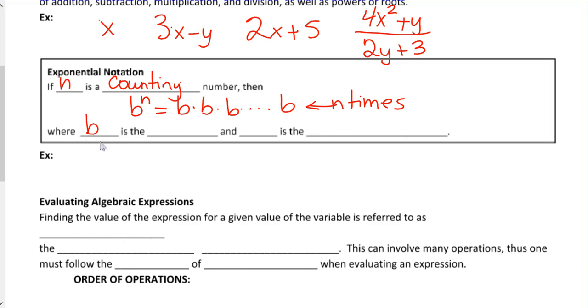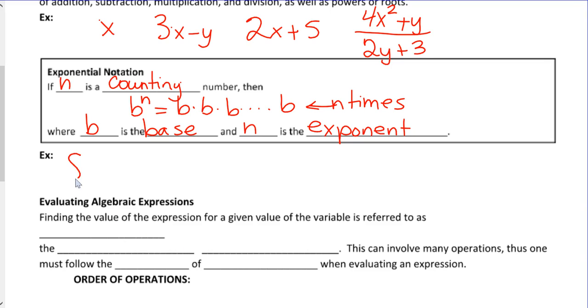Here b is what we refer to as the base and n is what we refer to as the exponent. A lot of times people will mess this up and do b times n. You don't want to do that. It is just b times b times b, n times.